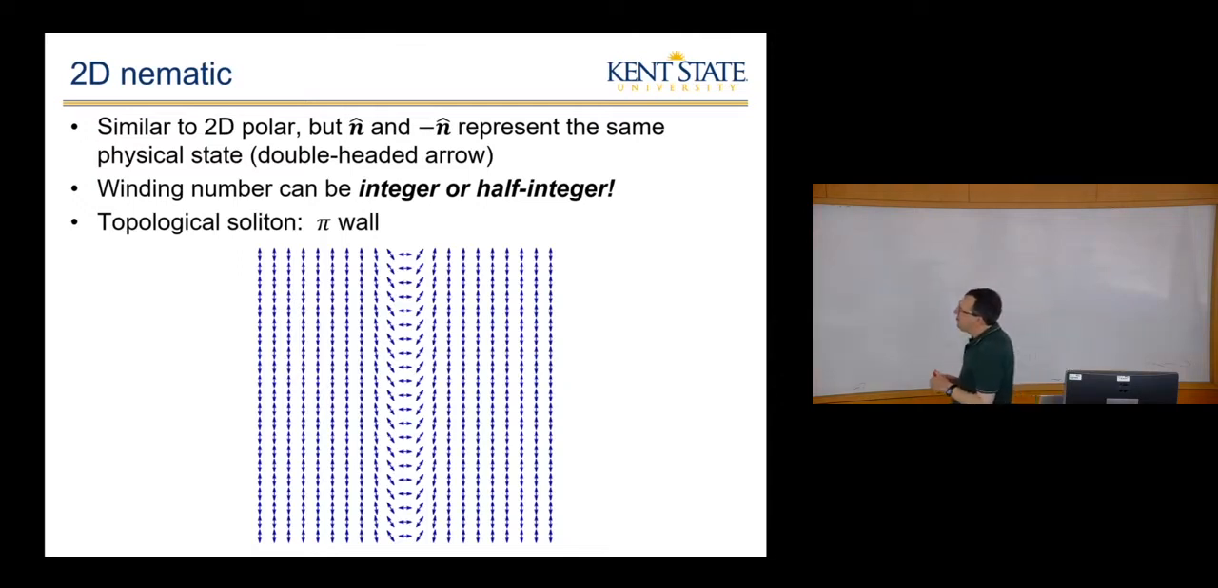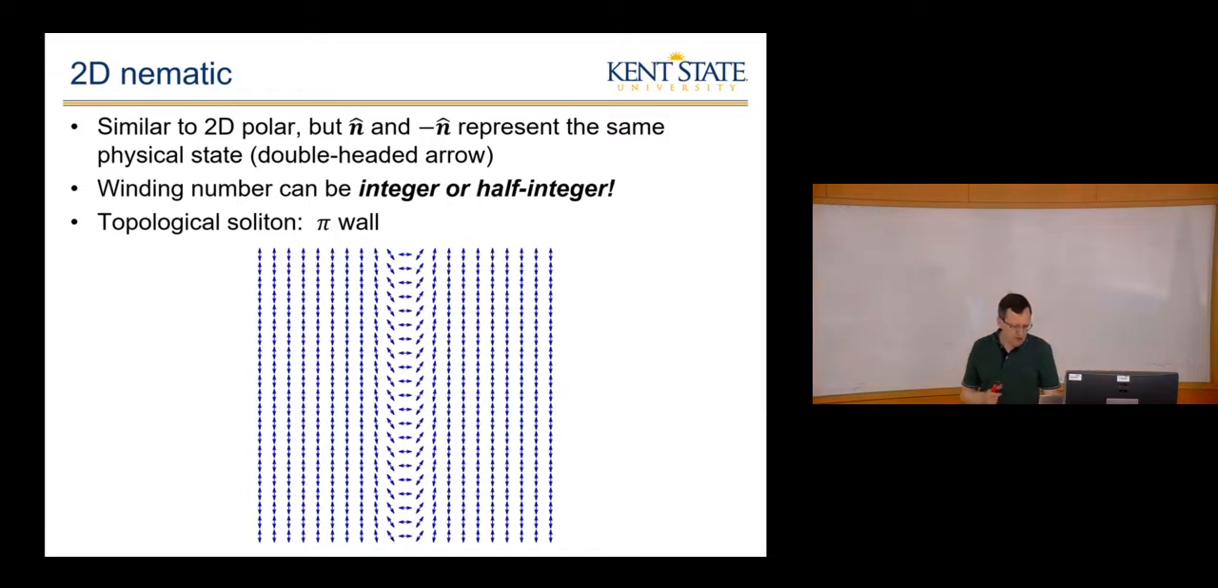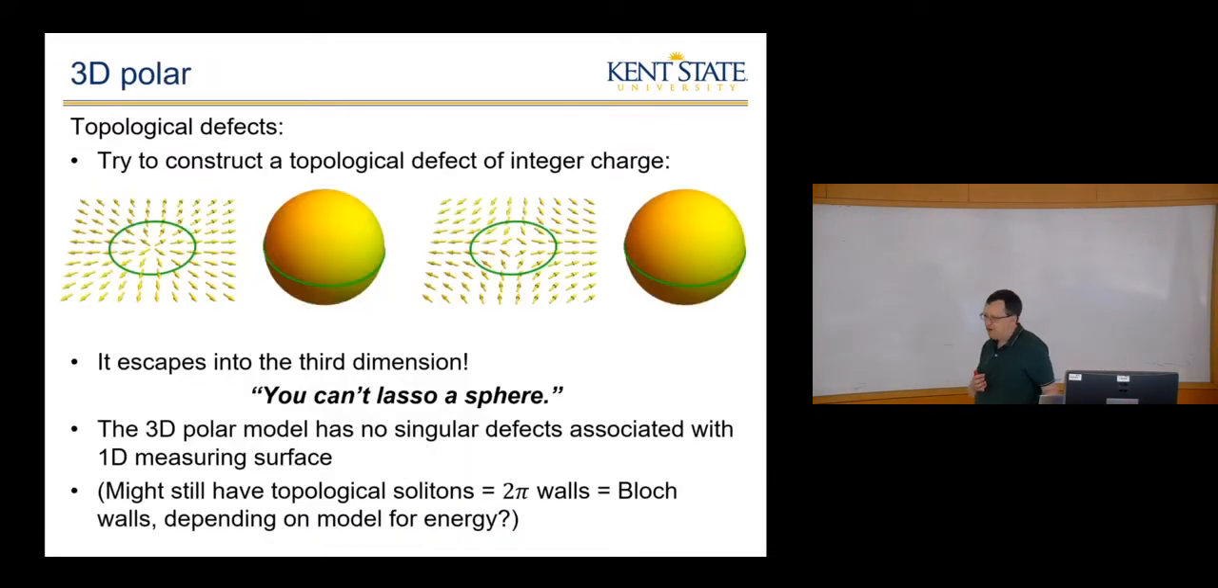Likewise, with the topological solitons, the winding number can be an integer or a half integer, okay? So here, as you go from this side to this side, you have a rotation of half, right? Of halfway around the circle, right? So this would be called a pi wall because the director is changing by pi radians from the left uniform area to the right uniform area. So that's a little bit of a change, not a really big change. Okay. When you go into 3 dimensions, a 3-dimensional order parameter, this actually now is a very big change.